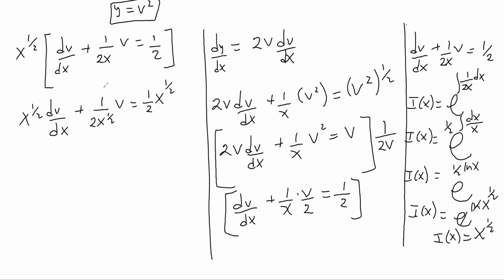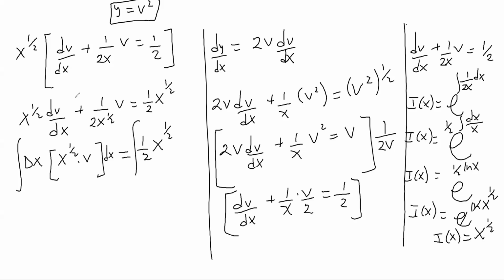So if you look here, the derivative of this is what you have here. So I'm going to have d/dx of x raised to the half times v will be equal to 1 over 2 x raised to the positive half. So I'm going to take the integral on both sides with respect to dx. This derivative can undo this integral. So we have x raised to the half times v.